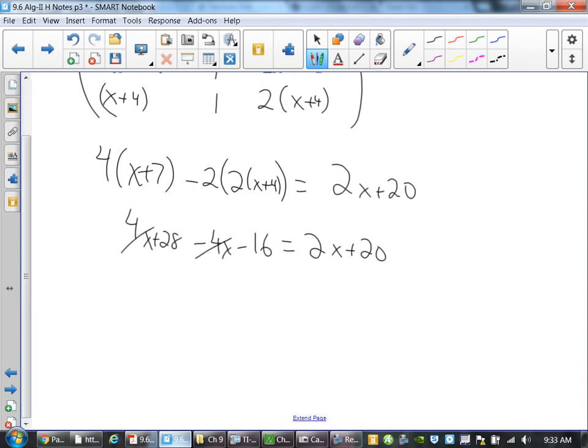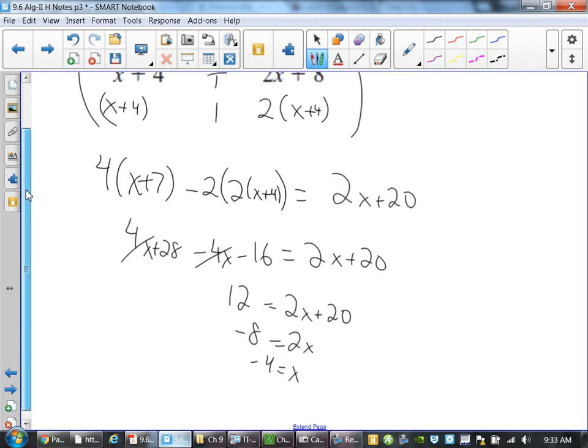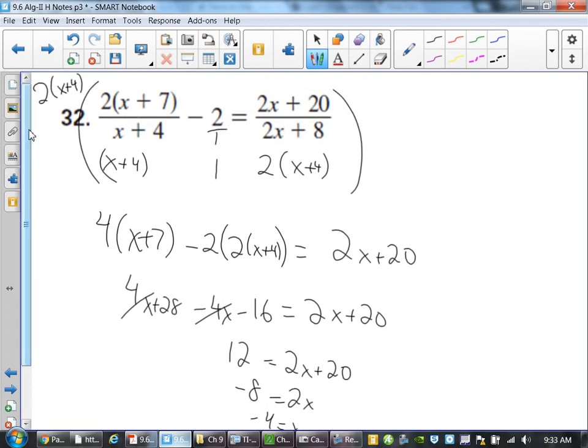Four x's are going to drop. We get 12 minus 16, which is, what, 12? I see, 28 minus 16, which is 12. Subtract that out. You get a negative 4. Does negative 4 work? No. So it's extraneous, because you get an undefined term in the denominator, so this is a no solution problem.